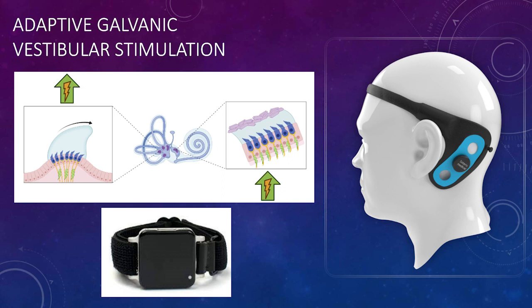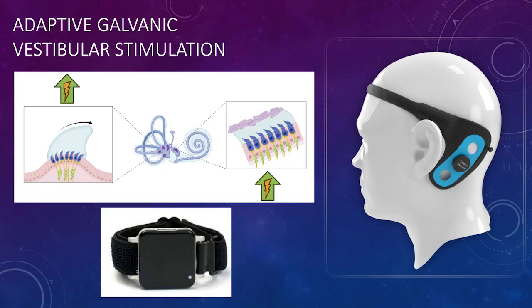So the idea with this system is, instead of having people come in for a treatment session, you have a device that they can wear. It's strapped with an inertial sensor, which senses movement. As a person is experiencing movement, like walking or turning, it would send the current precisely at that moment, with the effect being to make the nerves that conduct the vestibular signal more excitable.